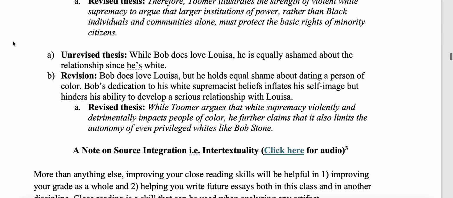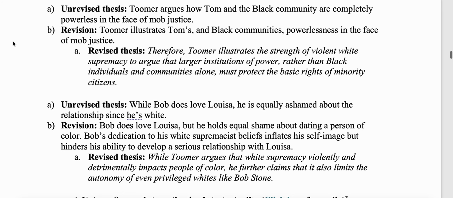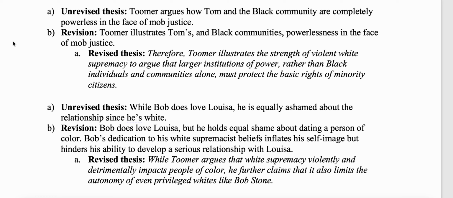Unrevised thesis statement. While Bob does love Louisa, he is equally ashamed of the relationship since he's white. Revision. Bob does love Louisa, but he holds equal shame about dating a person of color. Bob's dedication to his white supremacist belief inflates his self-image, but hinders his ability to develop a serious relationship with Louisa, leading to a revised thesis. While Toomer argues that white supremacy violently and detrimentally impacts people of color, he further claims that it also limits the autonomy of even privileged whites, like Bob Stone.